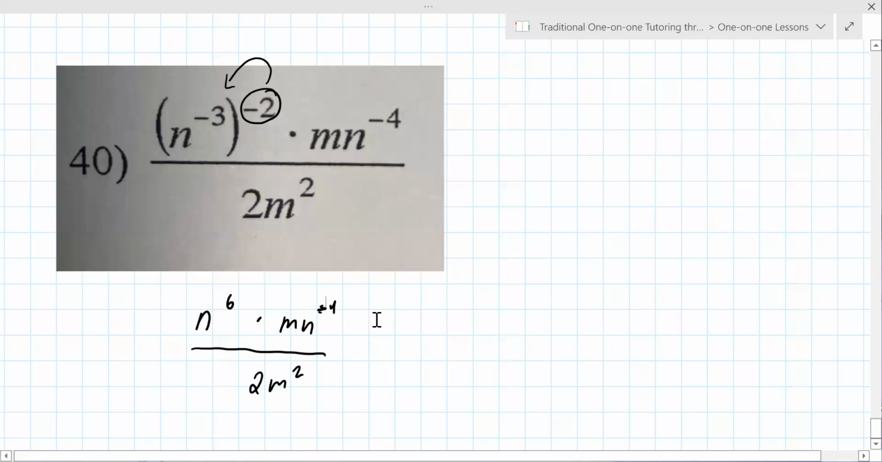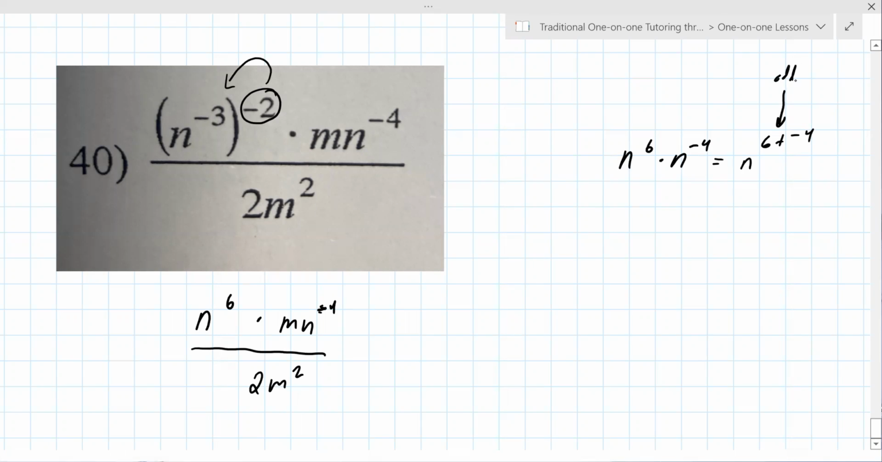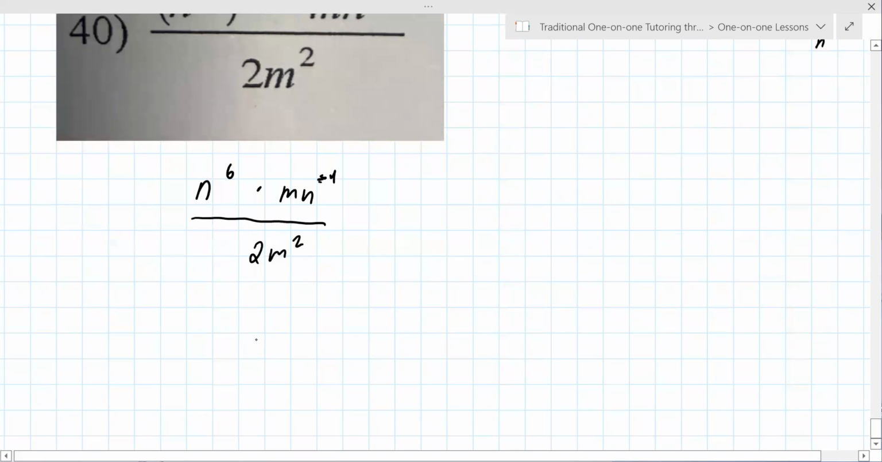I think you've been working on the numerator and the denominator first. I would recommend that here. So what I mean by that is n to the 6th times n to the minus 4th. You're going to add those exponents. Add just means add whatever they are. Like one's positive, one's negative, you're still adding. They're both negative, you're still adding. And so it's n to the power of 2 over 2m squared.